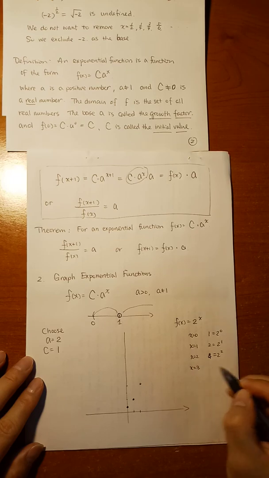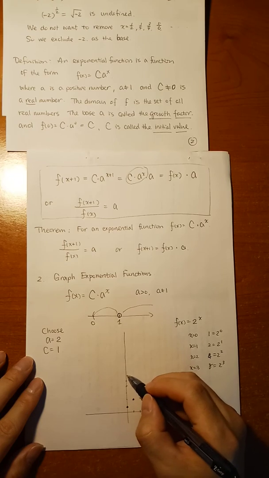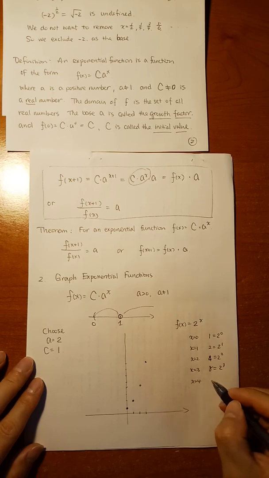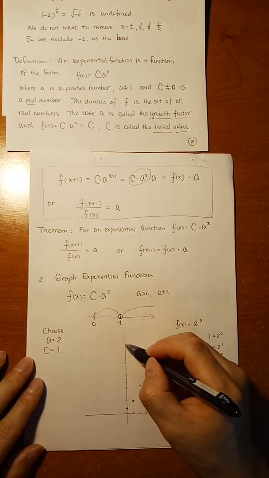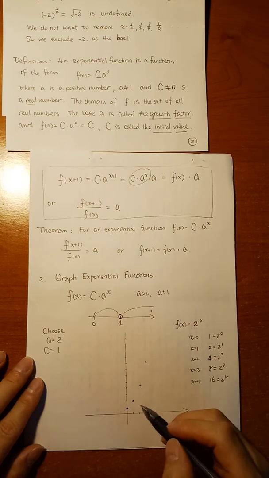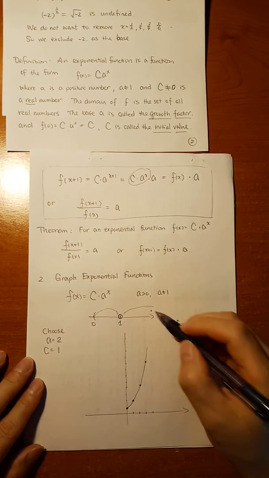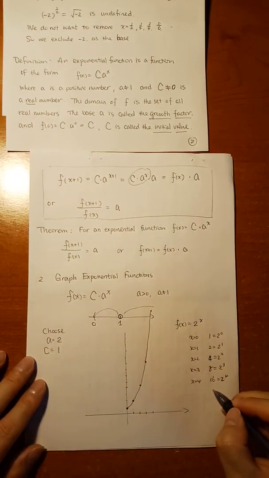X is 3, 2 cubed is 8. It grows very fast. X is 4, 2 to 4 is 16. Well, we possibly don't have that point. It's possibly here. So it's already like this. Okay, let's talk about the other part. When x is negative 1, 2 to negative 1 is 1 half.